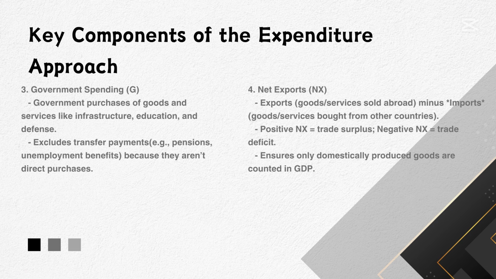And the last one is net exports. Exports are goods and services sold abroad, minus imports, goods and services bought from other countries. A positive balance adds to a trade surplus and a negative one adds to a trade deficit. This ensures only domestically produced goods count in GDP.